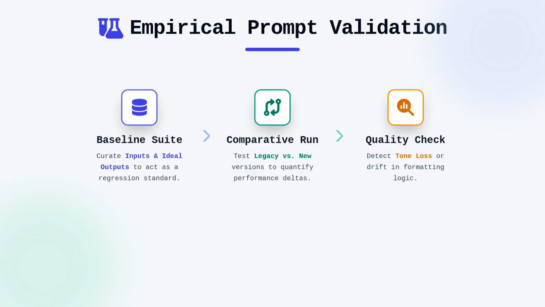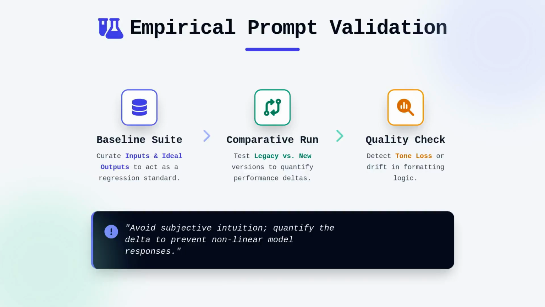Even modest changes to a system instruction can produce nonlinear responses in complex models, so quantifying the delta in performance is essential. Maintaining a personal history of these trials allows you to revert to a known good state instantly if the new iteration fails to meet your quality standards.